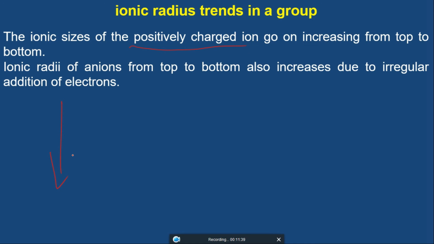Similarly, ionic radii of anions also increase from top to bottom due to the addition of electrons, because down the group the number of electrons is increased. So when the number of electrons increases, a screening effect develops, and there is addition of new shells. So this is the reason that the force between the nucleus and the remaining valence electrons is decreased. So in a group, for both cations and anions, ionic radii increase.